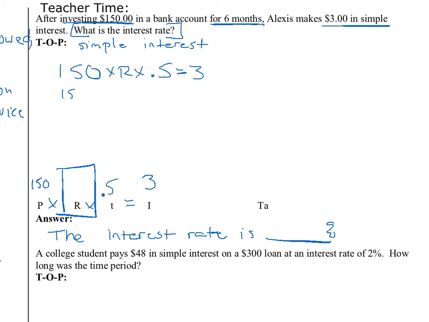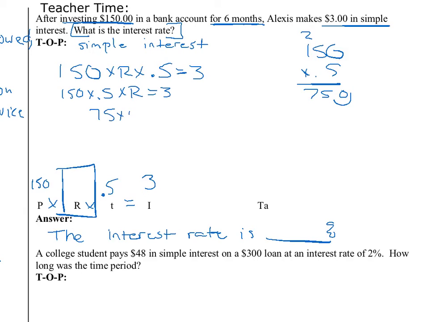I'm just going to quickly rearrange this using the commutative property so I can multiply my 150 times my 0.5, so I can simplify this equation a little bit. 150 times 0.5 gives me 75. So I've got 75 times R is equal to 3. Divide both sides by 75 to solve the equation.